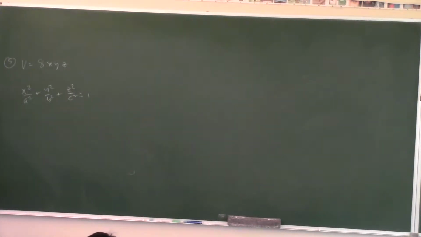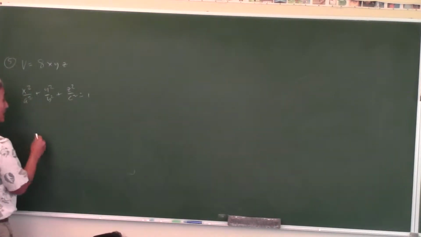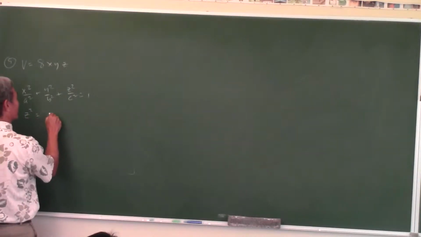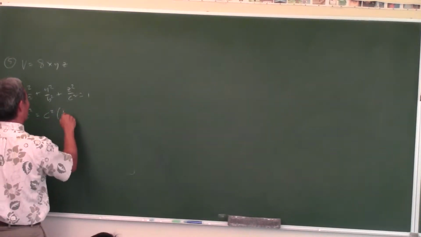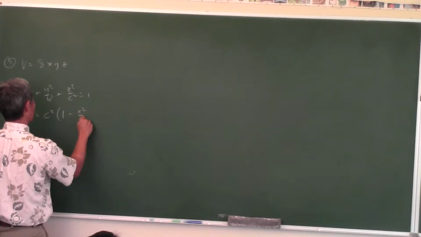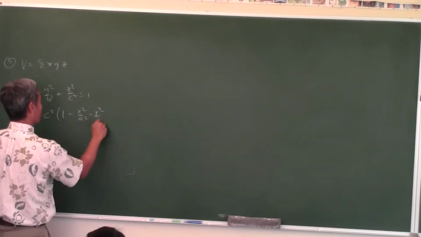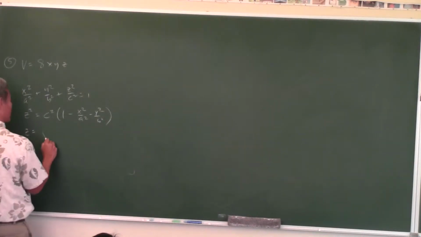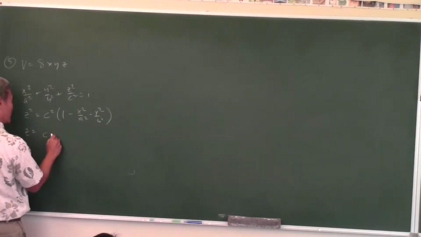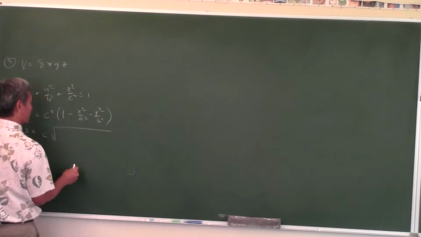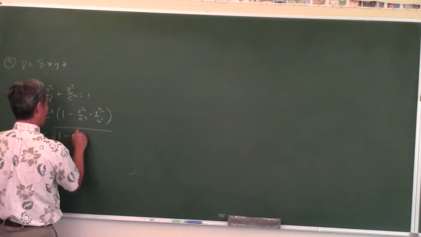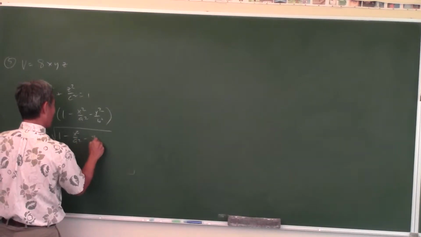Actually, what we're going to learn today will kind of take care of this problem, but we didn't learn it yet. So solving for z squared is equal to c squared times 1 minus x squared over a squared minus y squared over b squared. So z is equal to c times the square root of 1 minus x squared over a squared minus y squared over b squared, assuming it's in the first octant.